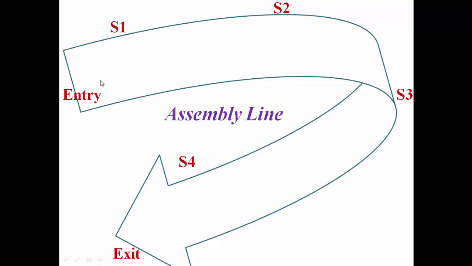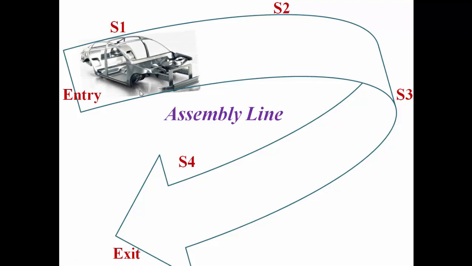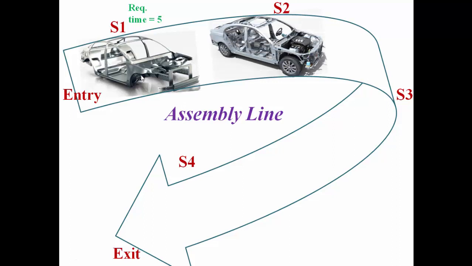Then at the entry gate we pass in one skeleton of our car, and all the stations will add different parts to our car. Suppose we have passed a skeleton of a car to station number 1. Station number 1 will add different parts to our car, and it requires some time to assemble these parts. Suppose it requires 5 units of time to assemble some part inside our skeleton of the car. Then we pass it to station number 2. Station number 2 will add another part to our car, and it requires, for example, 9 units of time.